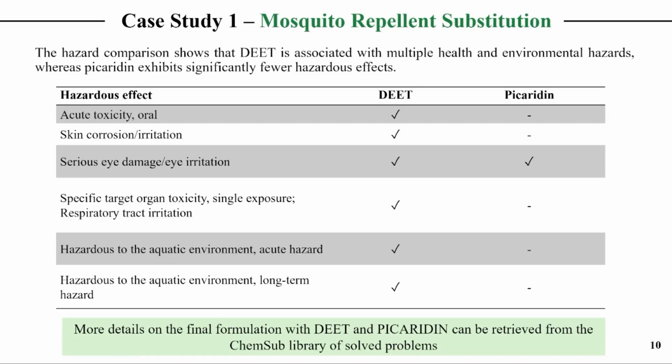The hazard comparison indicates that DEET is associated with multiple health and environmental hazards, whereas picaridin exhibits significantly fewer hazardous effects. Therefore, picaridin appears to be a safer alternative while still maintaining comparable repellent functionality. This example demonstrates how ChemSub can support systematic substitution analysis by integrating both property and hazard information. More details on the final formulation with DEET and picaridin can be retrieved from the ChemSub library of solved problems.